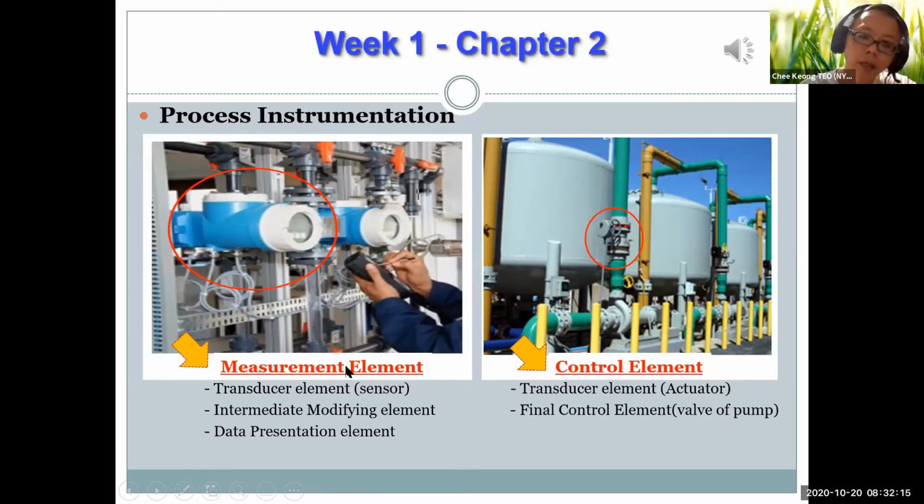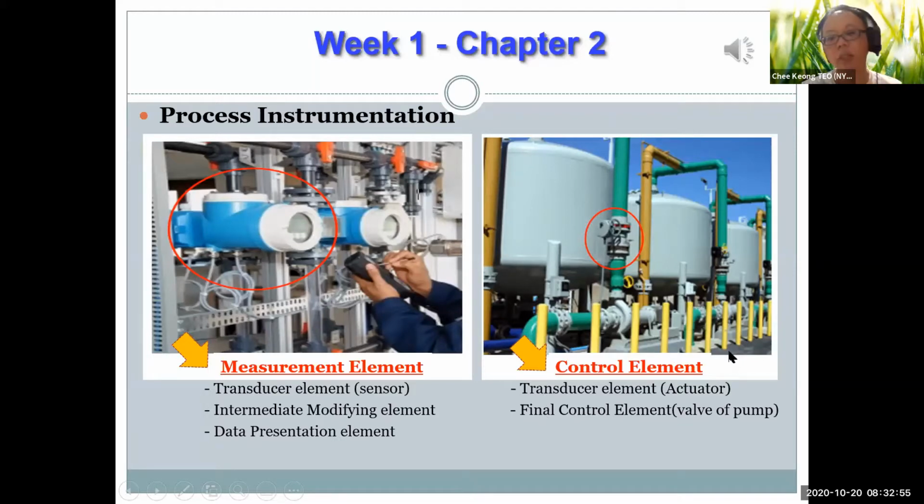The measurement element encompasses a transducer element, which senses the actual temperature, let's say. But you cannot directly process temperature. So you have an intermediate modifying element, which converts the temperature to an electrical reading. And then a data presenting element converts the electrical reading into some form of digital display, for example. This is what we call a measurement element, which allows you to have a scope view to see or diagnose what is happening to the system.